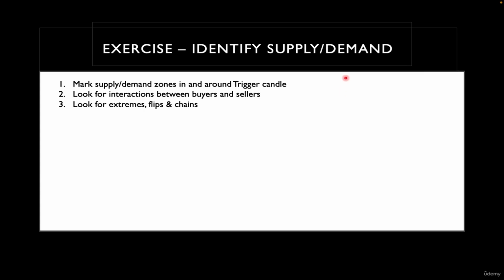So the next step is for us to continue with the exercise that we did last time, and that's simply to mark the supply and demand zones in and around our trigger candle. Now look for interactions between buyers and sellers, look for extremes, flips and chains. And again, it will look something like this. We've already marked the bearish structure on this one, but I've just identified the interactions between buyers and sellers.